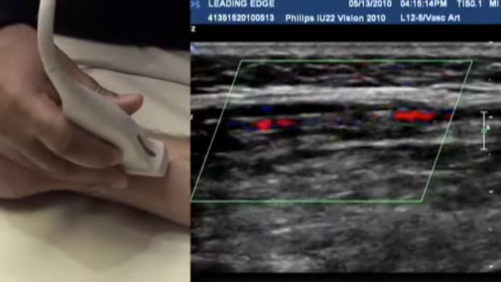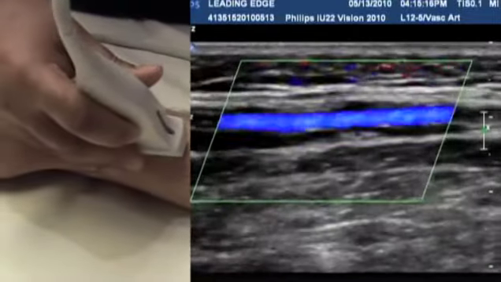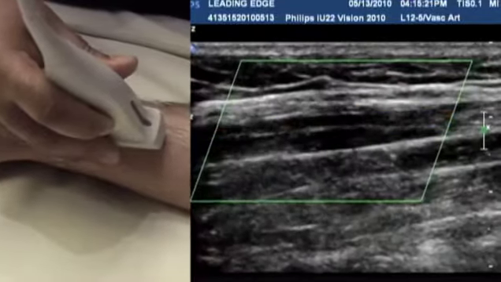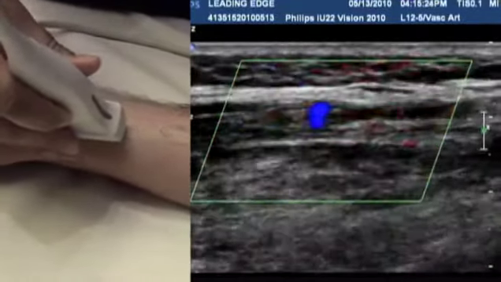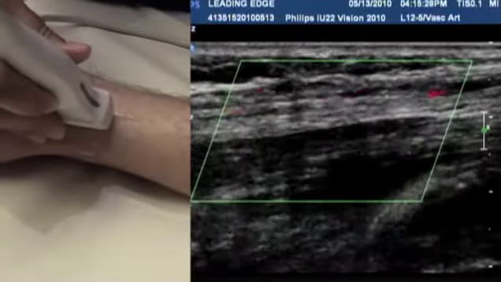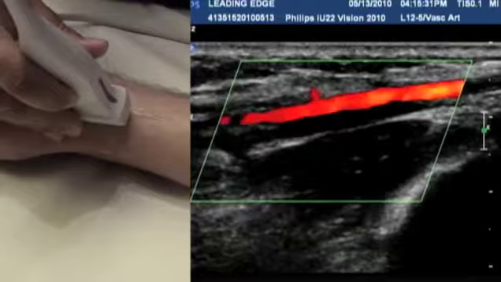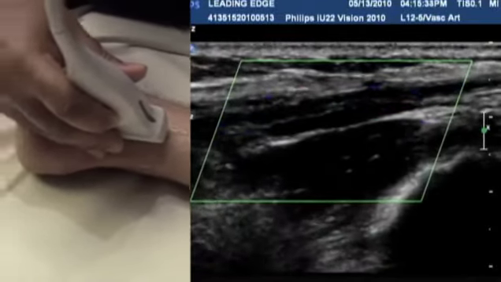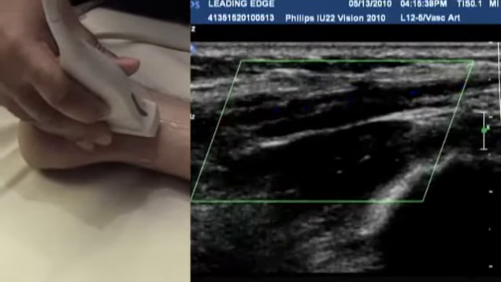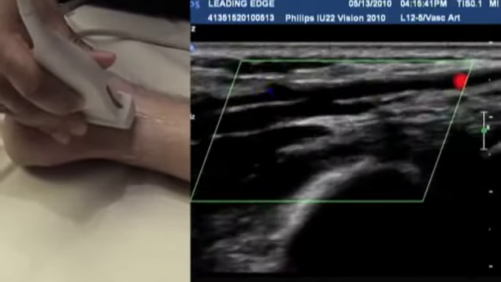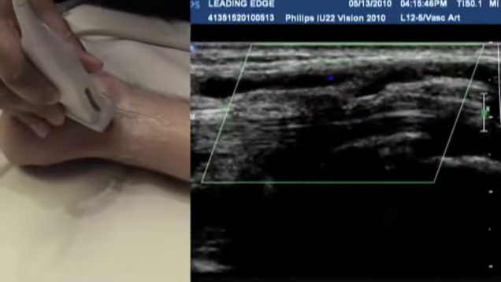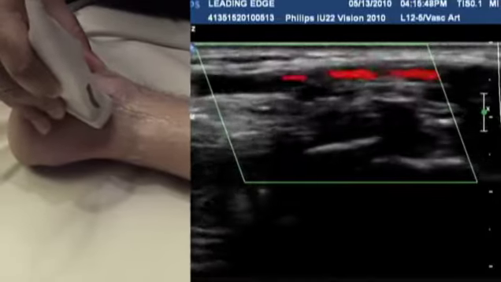As you can see here, I'm working my way up the leg to the level just where I left off with the lower frequency transducer. And then you can just take that again right back into the foot as far as you need to. Let me actually invert this to make the artery red. And let's increase the scale. Good. And I'll just work my way into the foot as far as I can, making the adjustments with the color flow box as I do that.